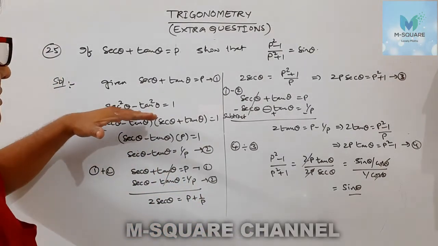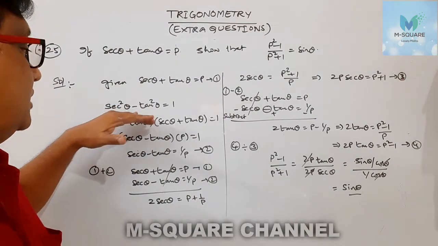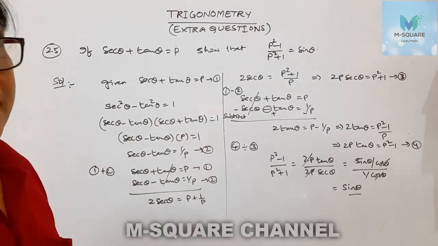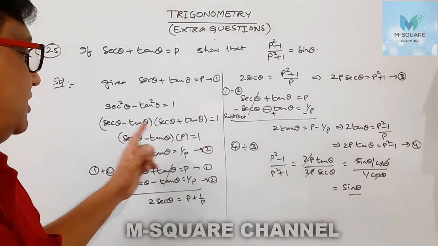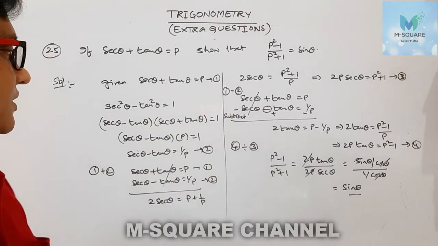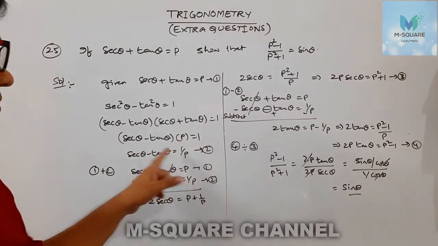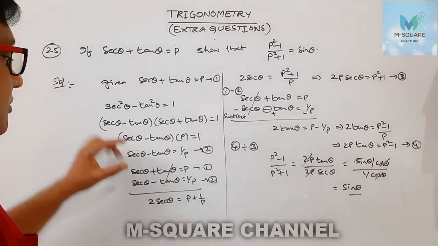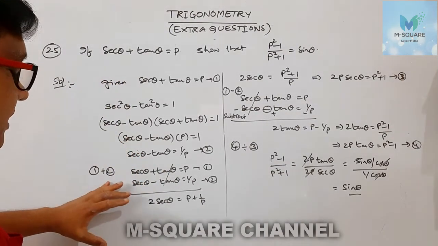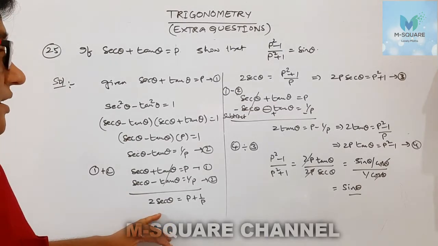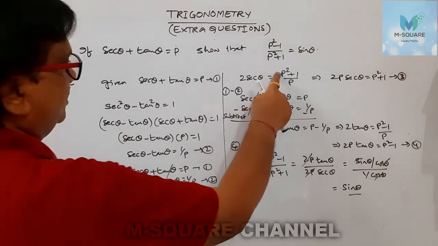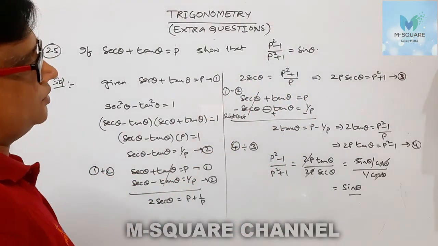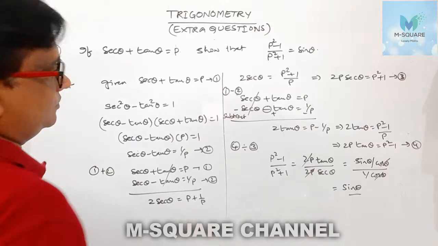So what I did: sec square theta minus tan square theta equals 1. Taking the identity, this is a minus b into a plus b; a plus b value is already given as p, so here 1 by p: sec theta minus tan theta equals 1 by p. So I am going to use these two equations. By adding, we get 2 sec theta equals p plus 1 by p, that is, 2p sec theta equals p square plus 1, because I want the p square plus 1 value.